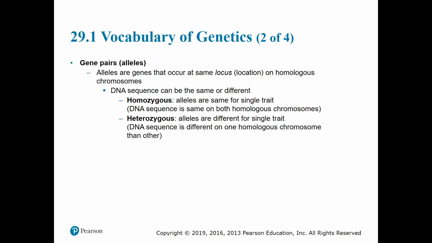Our alleles: when we start hearing other words, you could potentially see homozygous and heterozygous on your test. Homozygous alleles are the same for a single trait; the DNA sequence is the same on both homologous chromosomes. Heterozygous, the alleles are different for a single trait. So we'll often see that referred to as big X, that would be the same, little x, that would be the same, and then big X, little x, that would be different. So homozygous, heterozygous. And we can see this across the board.